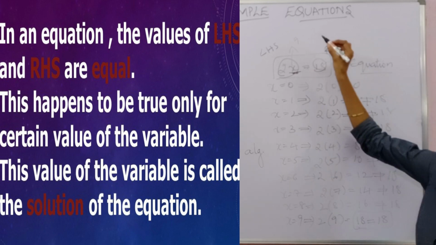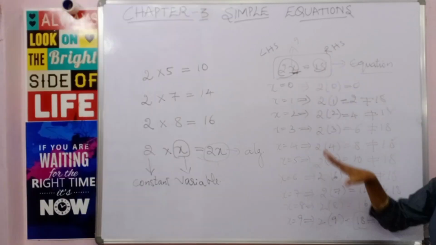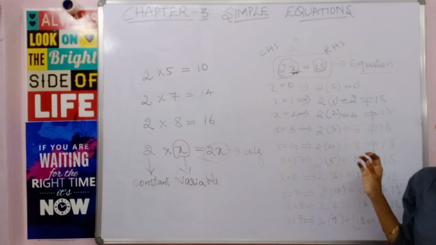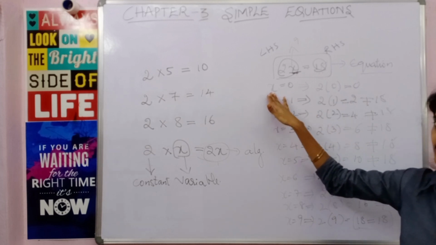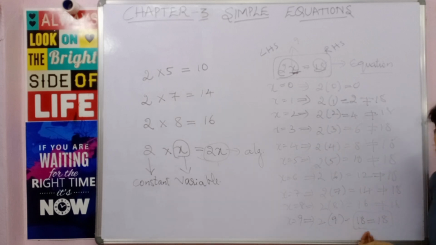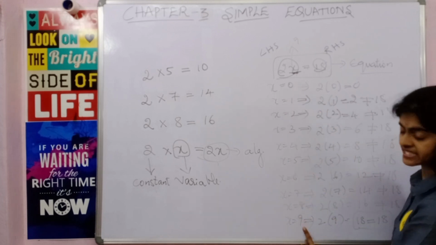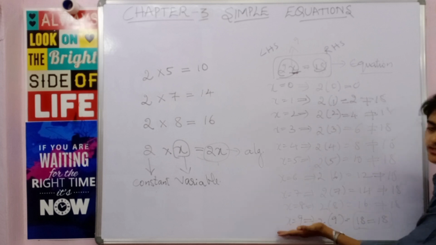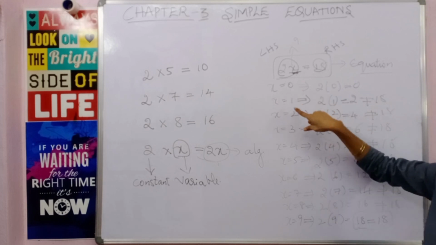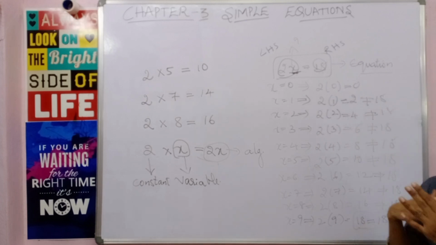Clear? So for any value of x, LHS should be equal to RHS, and that value of x is called the solution of this equation. Here the method which we have used to find the solution of this equation is called trial and error method. Why? Because here we started the values of x from 0 and continued taking values till we got an answer where LHS equals RHS. So from 0, and at x equal to 9 we got LHS equal to RHS. So there we stopped. We were giving trials, we did not stop trying, and we stopped only when LHS is equal to RHS. So this is called trial and error method.